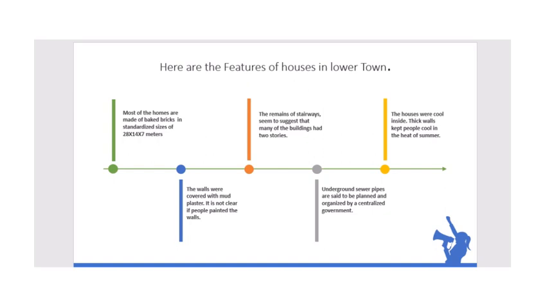The wall was covered with mud splatter. It is not clear if people painted their walls. Underground sewer pipes are said to have been planned and organized by the centralized government.